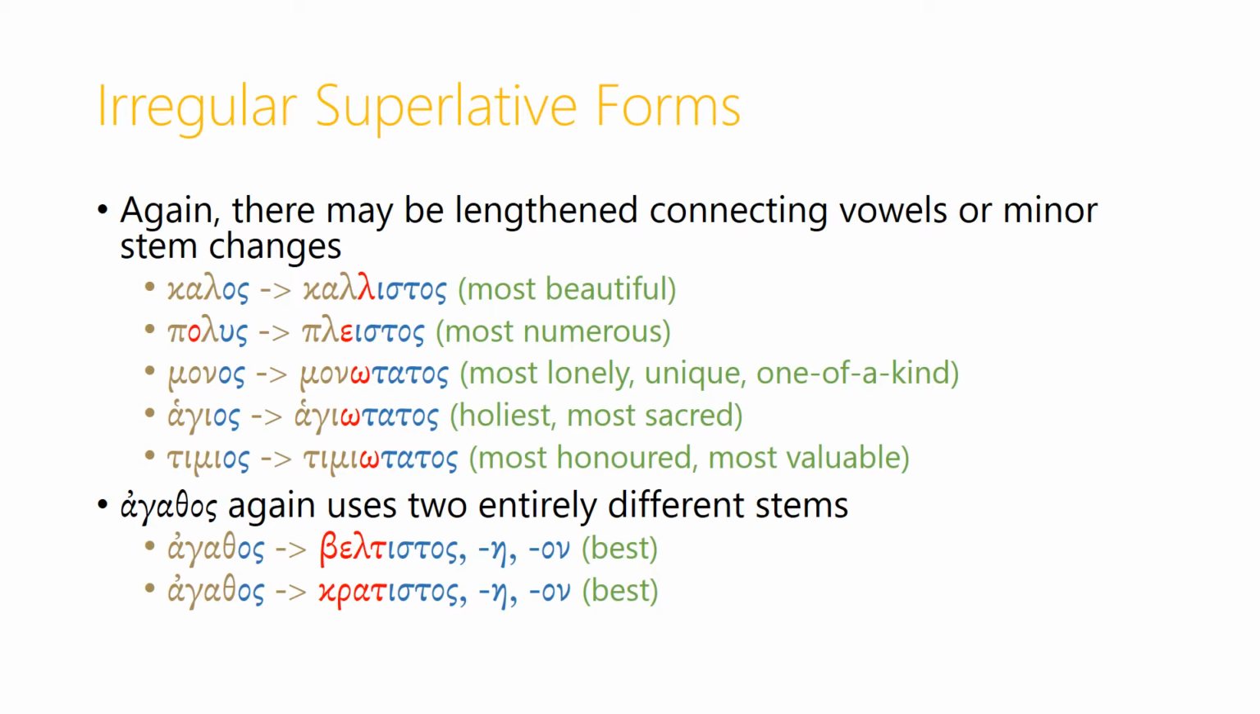Here again, agathos uses two entirely different stems to form its superlative forms. Agathos means good, but the way you talk about the best is to use beltistos, beltiste, beltiston. Or you can use kratistos, kratiste, kratiston. And notice again, although the stem is different, we don't have the agath, we use belt or krat. The istos superlative ending is quite regular.